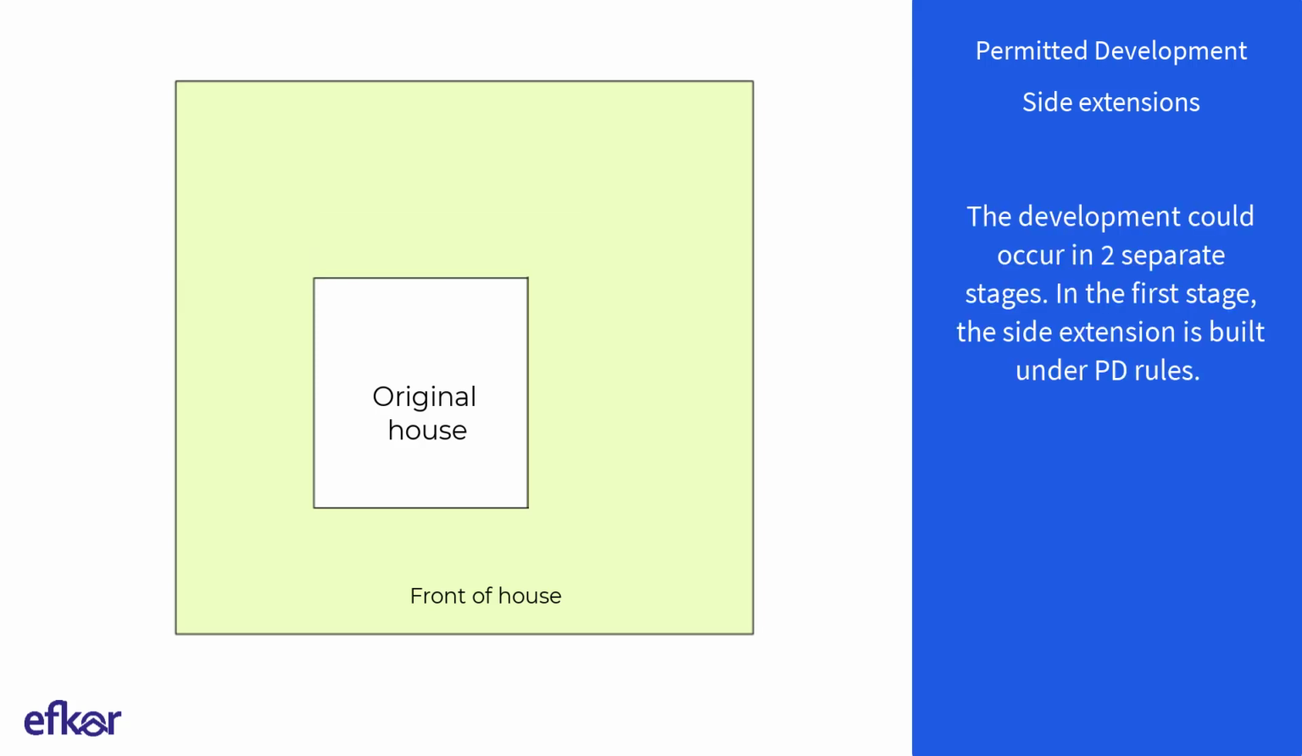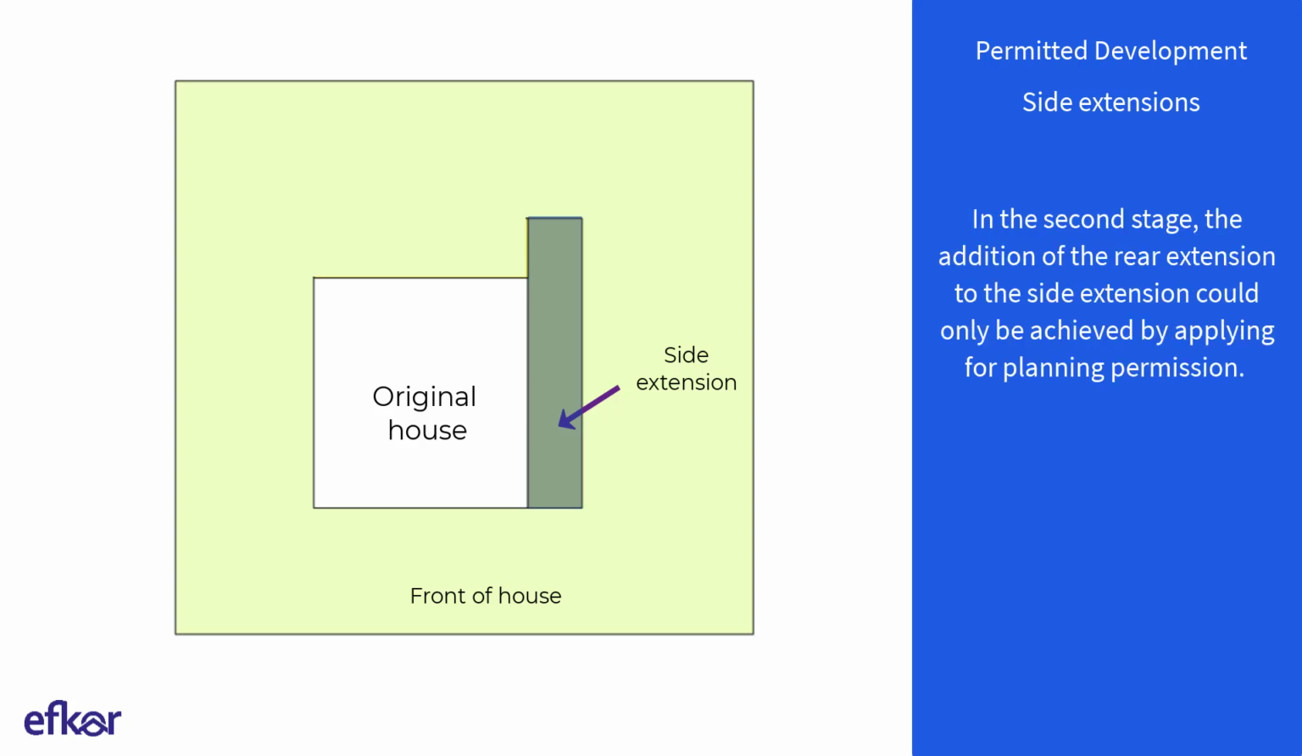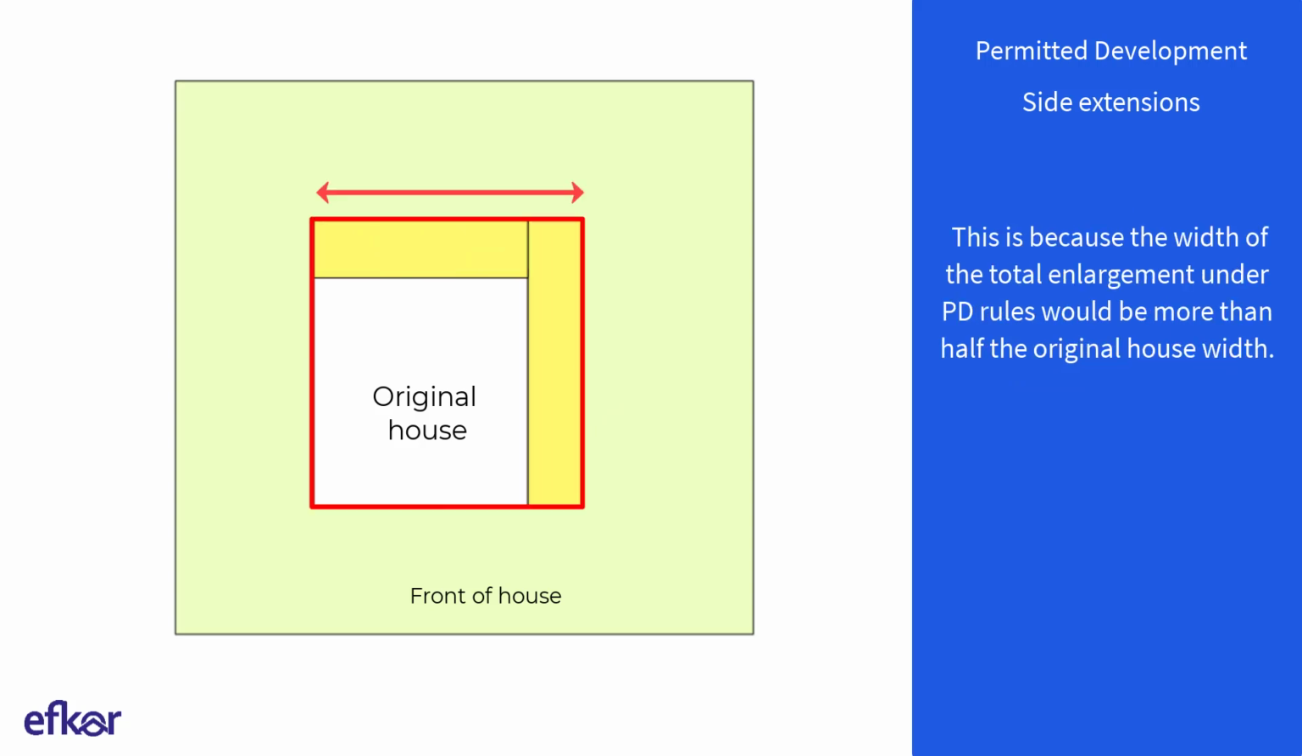The development could occur in two separate stages. In the first stage, the side extension is built under PD rules. In the second stage, the addition of the rear extension to the side extension could only be achieved by applying for planning permission. This is because the width of the total enlargement under PD rules would be more than half the original house width.